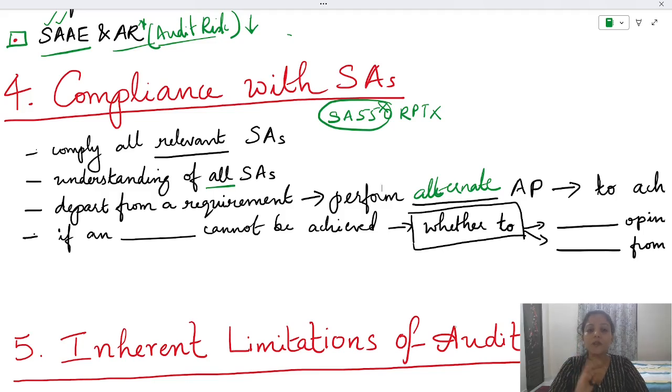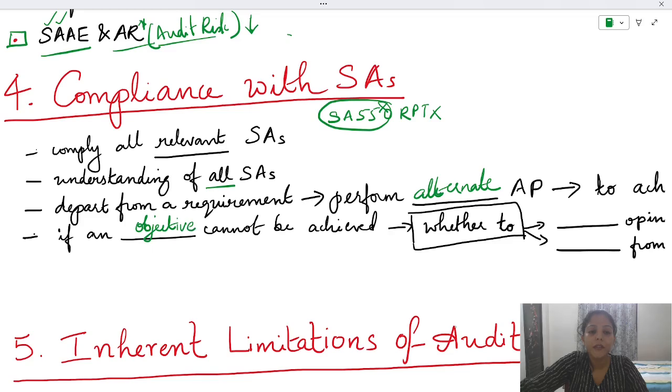What do you mean by that? If an objective cannot be achieved, we have told that if there is an alternative procedure, the auditor shall perform it. However, the objective of the standard should be achieved. There are so many objectives, say A, B, C, D in one particular standard. Say C cannot be achieved.